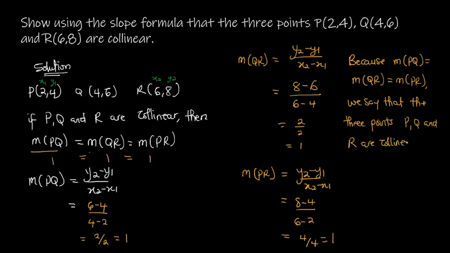So you can end your question by writing this statement to show that yes, because this is 1, this is 1, and this is also 1, the 3 points are collinear.